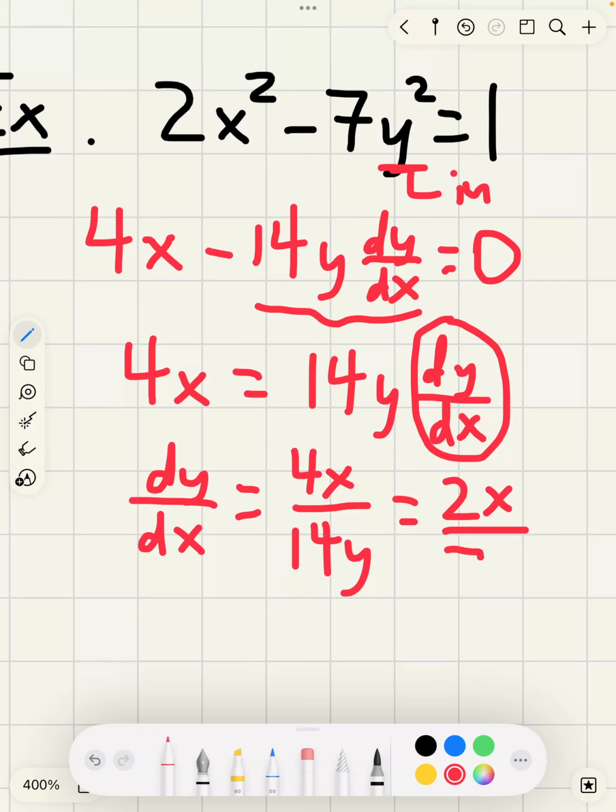Because in a question like this, all I'm looking for is dy dx. I don't have to actually know what y is, and it's perfectly okay that I get dy dx in terms of x and y.